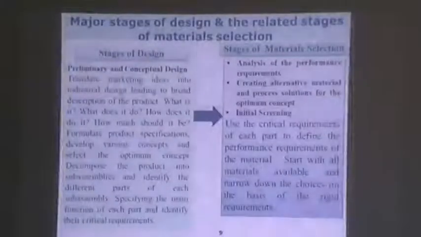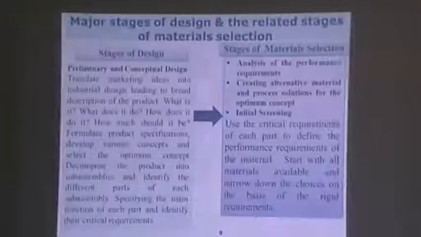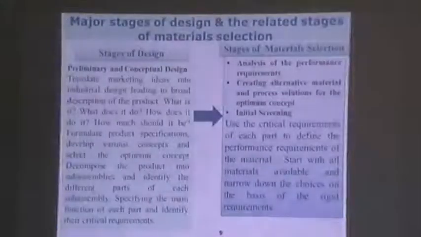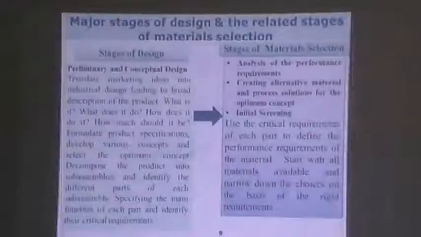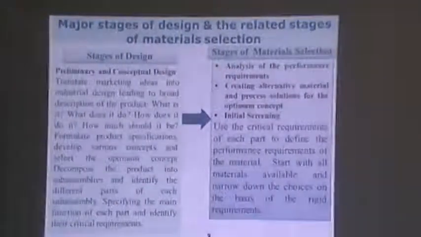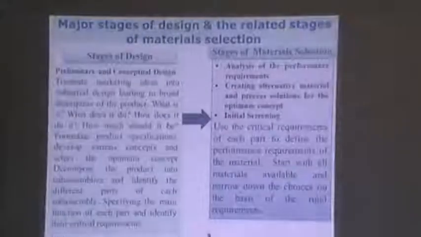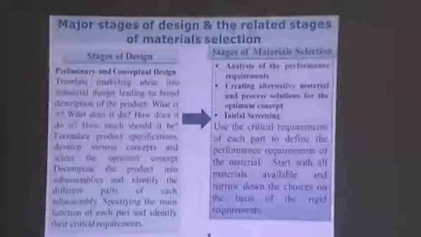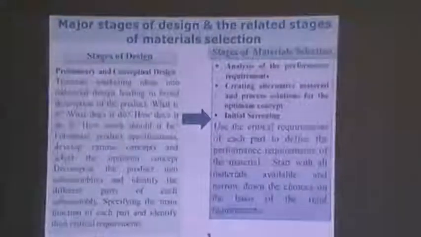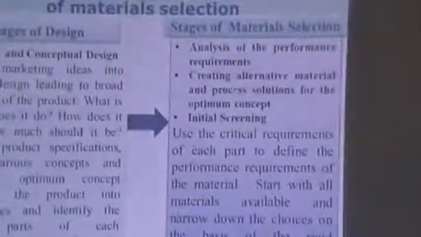Then decompose the product into sub-assemblies or groups of parts and or components, and identify the different parts of each sub-assembly, specifying the main function of each part and identifying the critical requirements. In this stage, we need to do the first selection process of materials, which needs to analyze the performance requirements and create alternative materials.